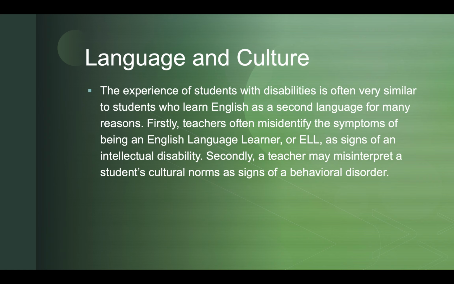So these following reasons are more of the overrepresentation reasons of why a student might be misidentified as having an intellectual disability while not actually having said disability. So, firstly, teachers often misidentify the symptoms of having an English language learner, or ELL, as signs of an intellectual disability. So, what this means is that teachers might see a child who is struggling in reading and writing and assume that it is because they have an intellectual disability, when in fact it is because they are an English language learner.